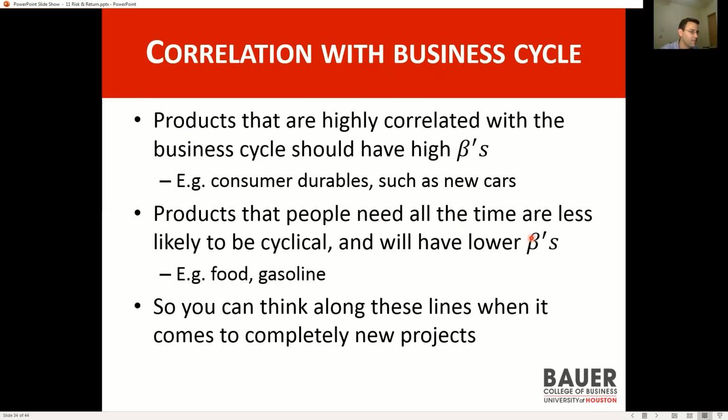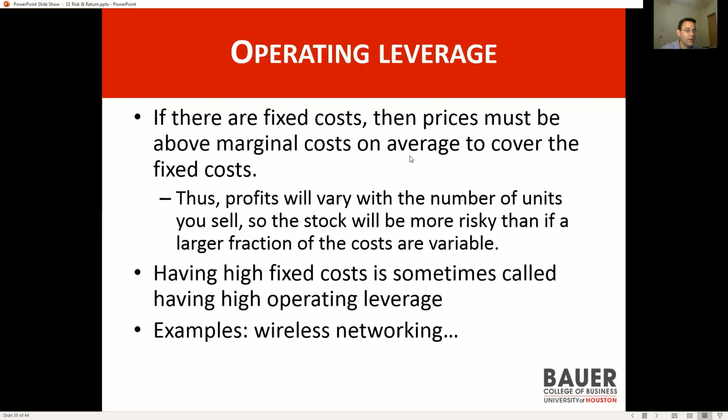Whereas products that people need to buy all the time, like electricity, that's not going to be very cyclical, so you're going to have a lower beta. Likewise with operating leverage. If you have high fixed costs, then you're going to have very cyclical cash flows. If you have high variable costs, then you're going to be able to cut your costs when things are bad, and that's going to smooth out your cash flows. Okay.